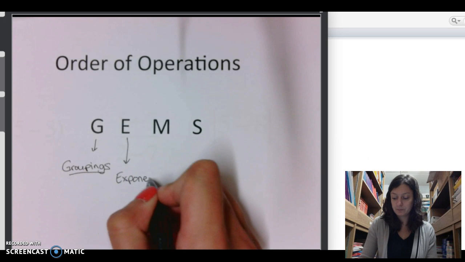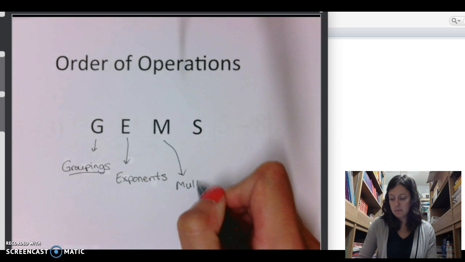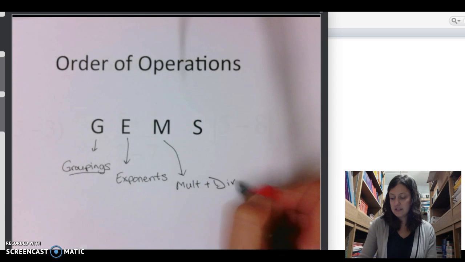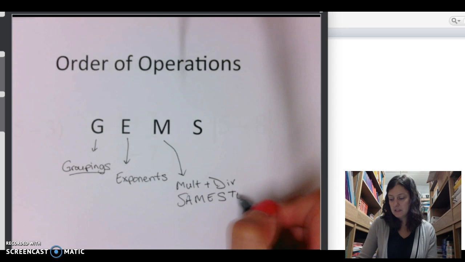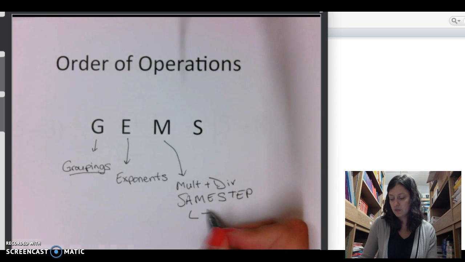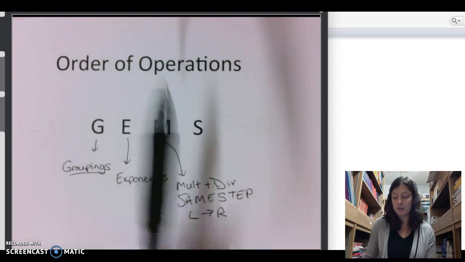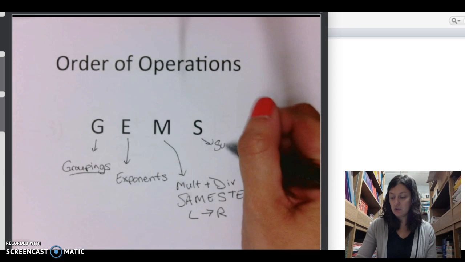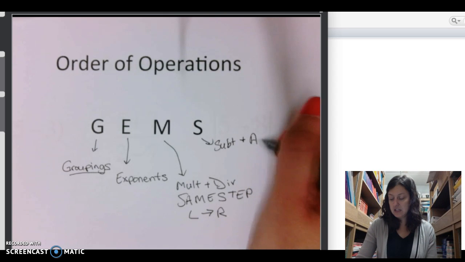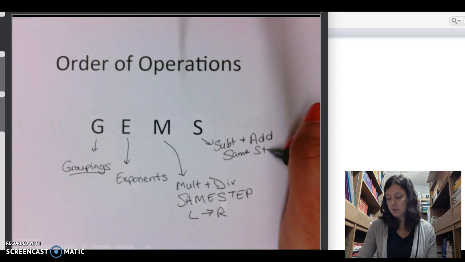Exponents, multiplication and division. Those are the same step from left to right. Same step, left to right. So you would just do all the multiplication, all the division, whatever comes first, moving in that direction. And then this one is, again, subtraction and addition, also the same step, just moving from left to right.